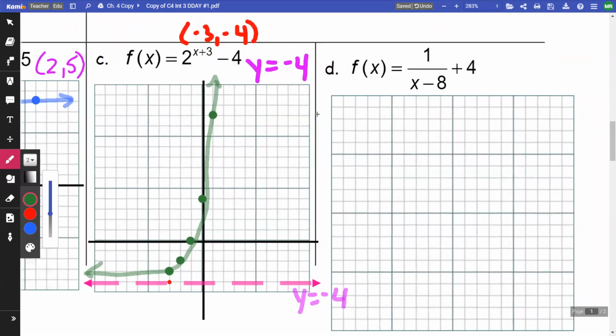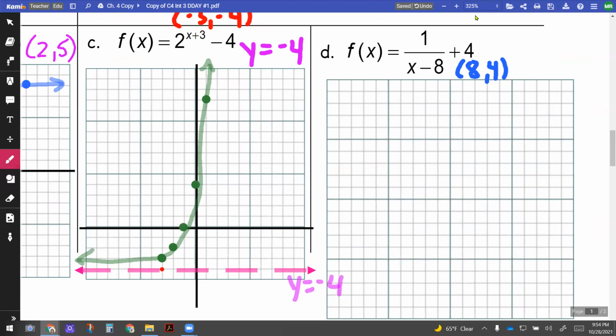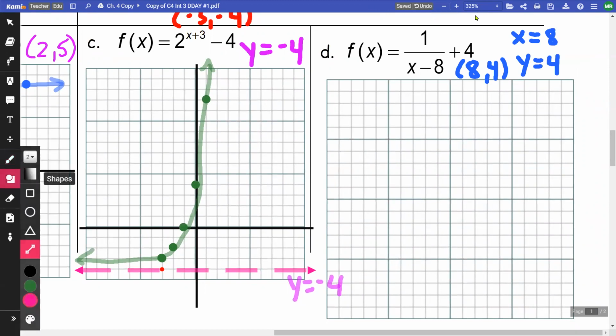Okay, the next one is a reciprocal function. And if we are thinking about a locator point, we might be thinking 8, 4. But I do want us to understand that these have a horizontal and a vertical asymptote. The vertical asymptote's at x equal 8. The horizontal asymptote's at y equal 4. Okay. So let me draw that x and y axis in. So I'm going to be at 8, 4. So maybe I'll push it over a little this way.